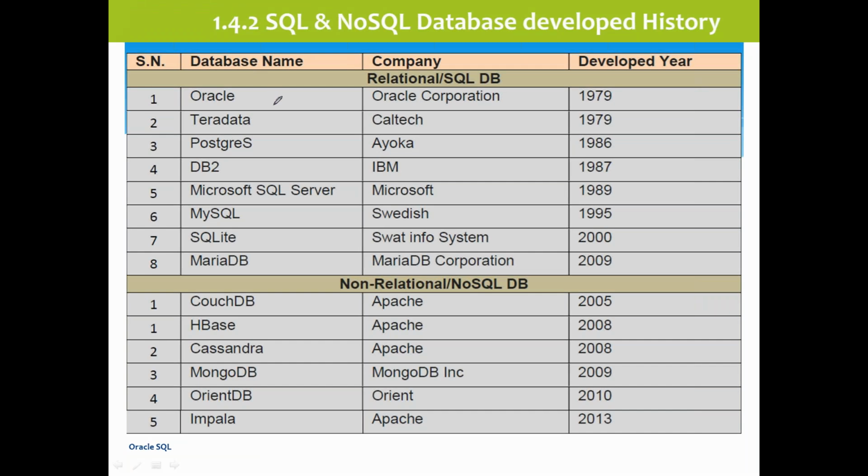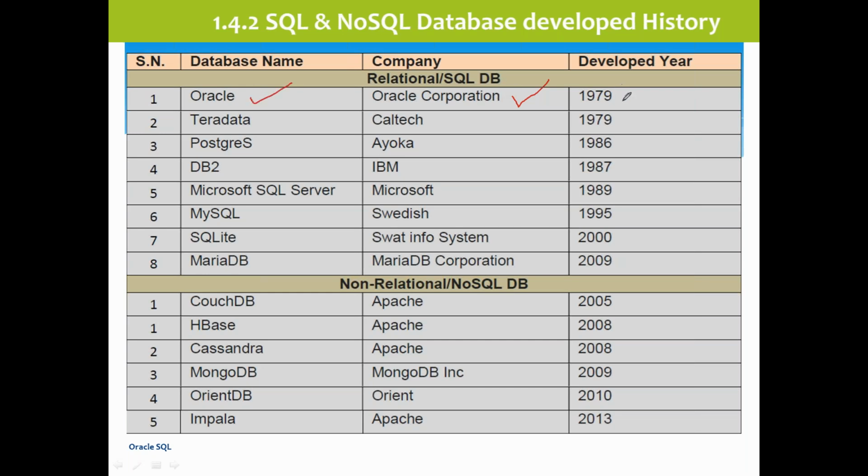What are the database names? These are the containers. We already learned database, ORDBMS, RDBMS, then OODBMS, and only DBMS. So using all those DBMS concepts, some databases are there. Different companies developed those databases. So Oracle is one company, Oracle Corporation. They developed the database and the name they gave is Oracle.